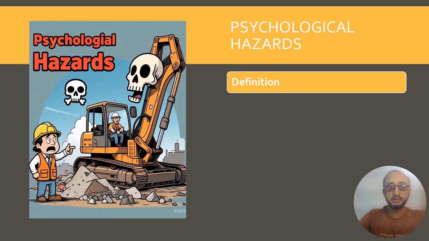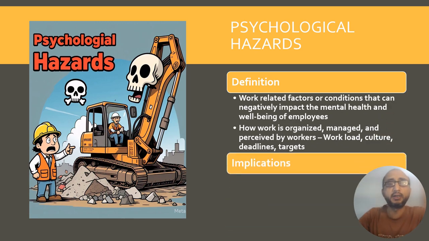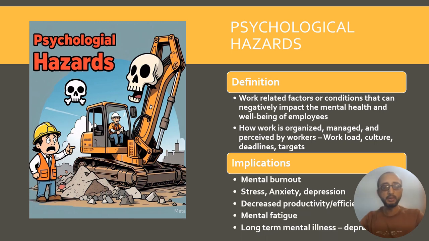Next, psychological hazards. These basically belong to the mental state and well-being of the worker. So these are the work-related factors that impact the worker's mental health negatively. They come from organizational demands like workload or bad organizational culture, and pressure exerted on the workers in the form of deadlines and targets. So implications may include mental burnout, stress, anxiety, depression, decreased productivity, and mental fatigue of the worker, and they can lead to long-term mental illness like a persistent and consistent depressive state. So these are psychological hazards.